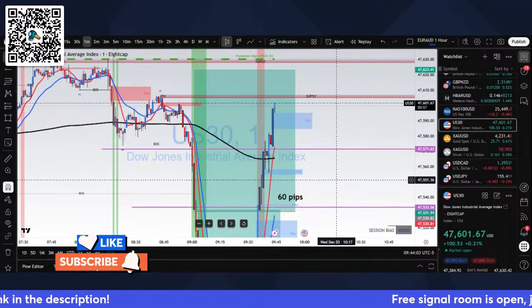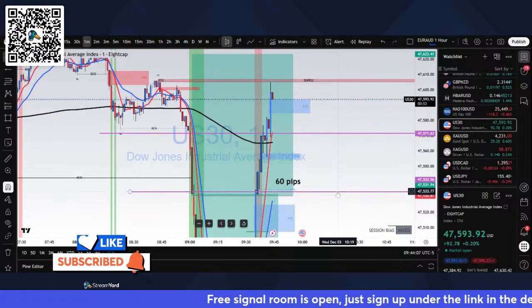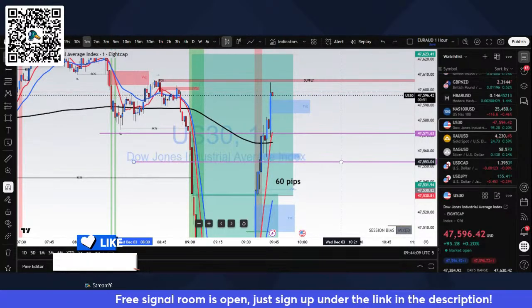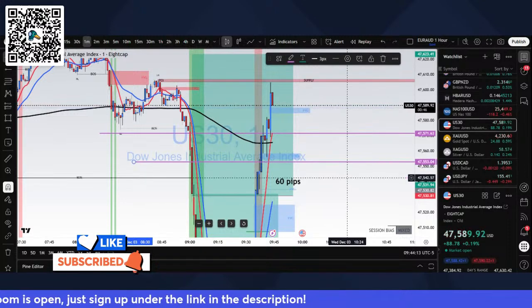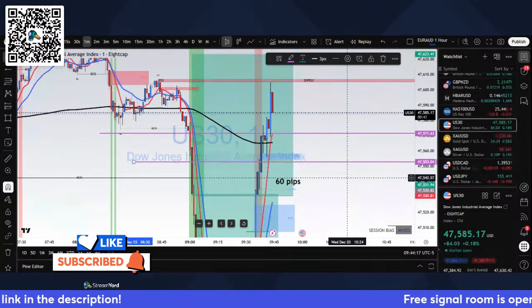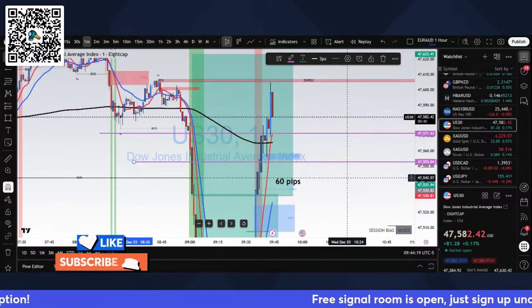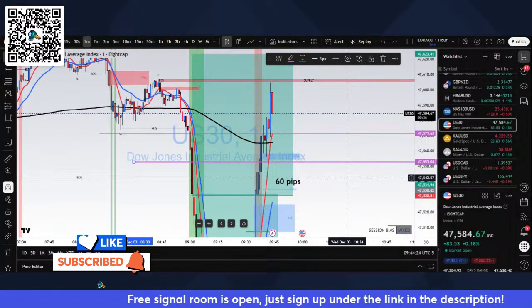Okay, we closed above that fair value gap, which is a great sign. I'm moving my stop loss up below this fair value gap. Right about there is good. 47553. 47553 is the stop loss now, guys. Should be about, I don't know, 12, 15 pips in profit.